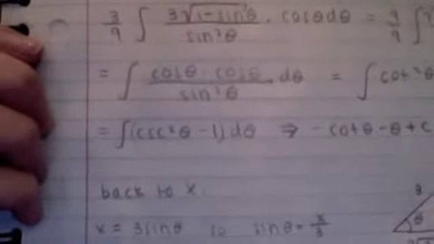So we go all the way back to x. And we've already established that x equals 3 sine theta. So if we're trying to get x back into the equation, we should substitute sine theta for x over 3. So now that we have our x in terms of sine theta, we have to get it in terms of cotangent theta. So we use this crafty triangle.